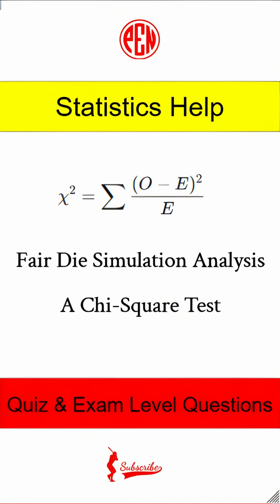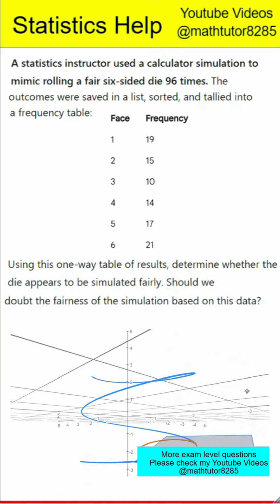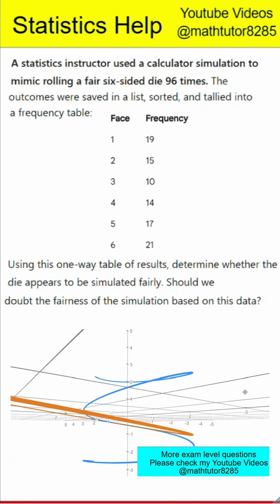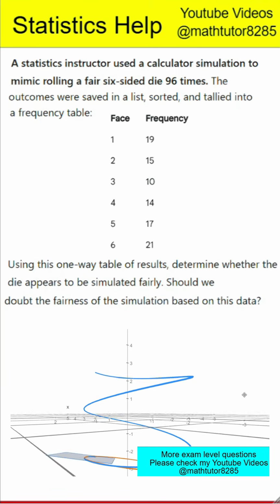This question is to conduct a chi-square goodness of fit test to determine if a calculator simulation of a six-sided die is fair. A statistics teacher used a calculator to simulate rolling a fair six-sided die 96 times. The outcomes were saved in a list, sorted, and tallied into a frequency table.